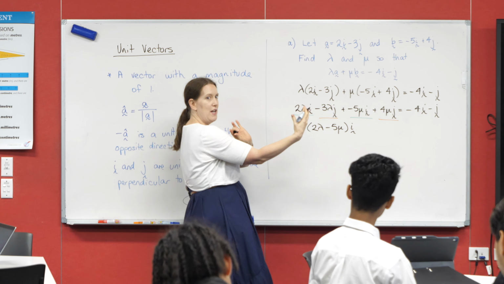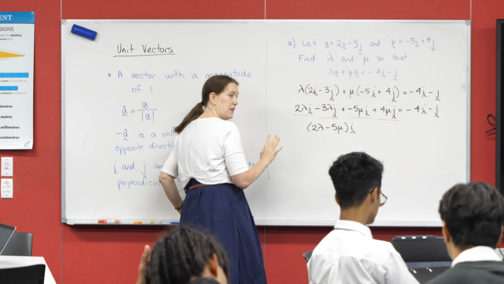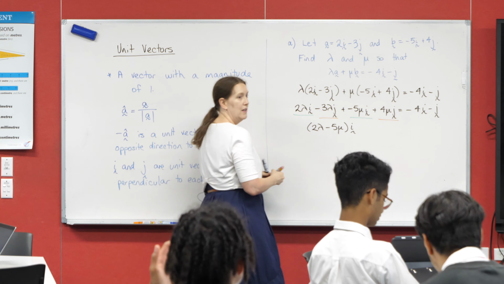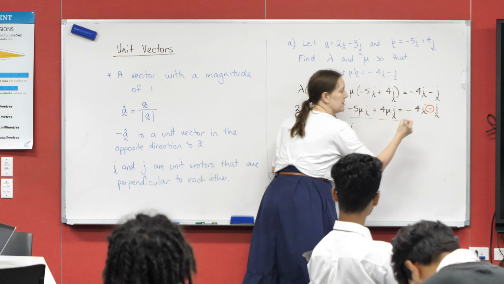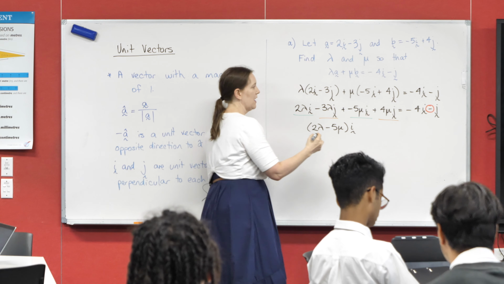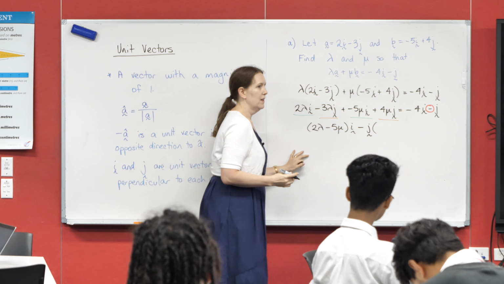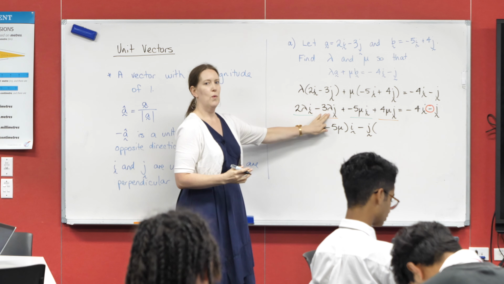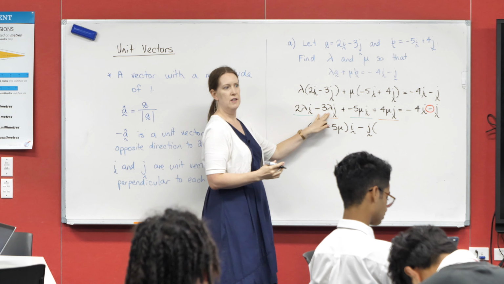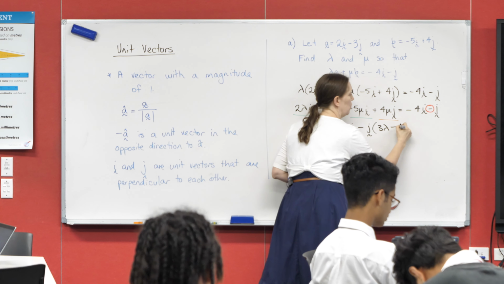Who wants to have a go at the next one? Now, I'm going to give you a bit of a hint. You don't have to do this and you'll be correct. But there's a minus outside my j's. So I'm actually going to say minus j. What does that leave me with here? 3 lambdas minus 4 mu's.